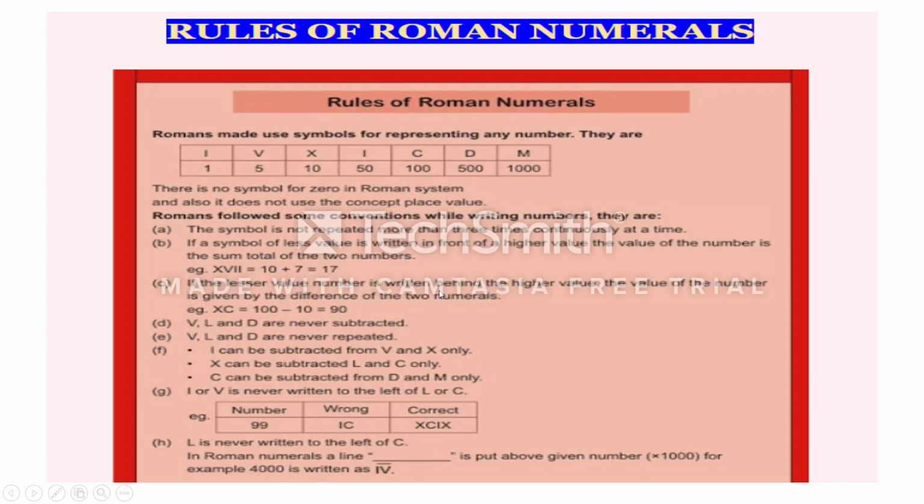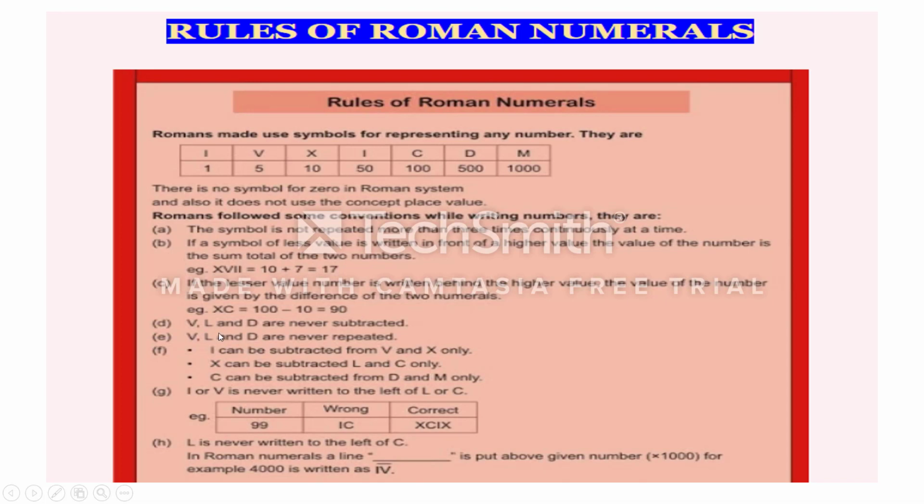And whenever a lesser value is written to the left of the higher value, it means it is getting subtracted. So children, here you can see XC. X is 10 and C is 100, so 10 is getting subtracted from 100, so it is 100 minus 10, that is 90.